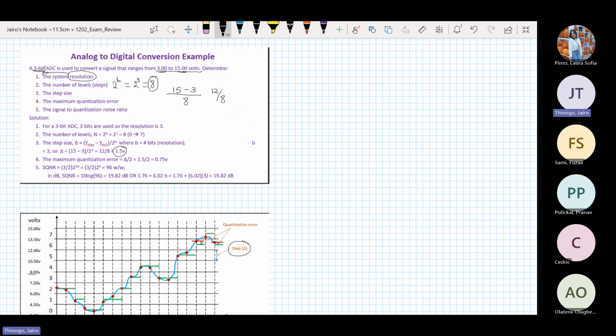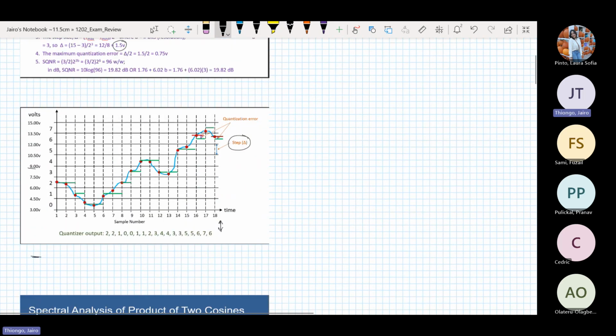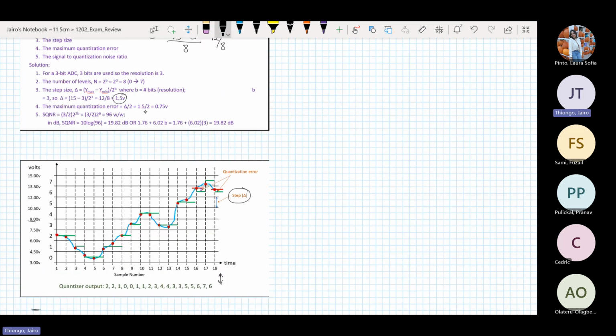Up to question 4, the maximum quantization error. For this one, you just divide the step size by 2. The reasoning behind this is that the quantization error will be about half of the step all the time. So that's why you divide by 2. So it's over here, 1.5 divided by 2.